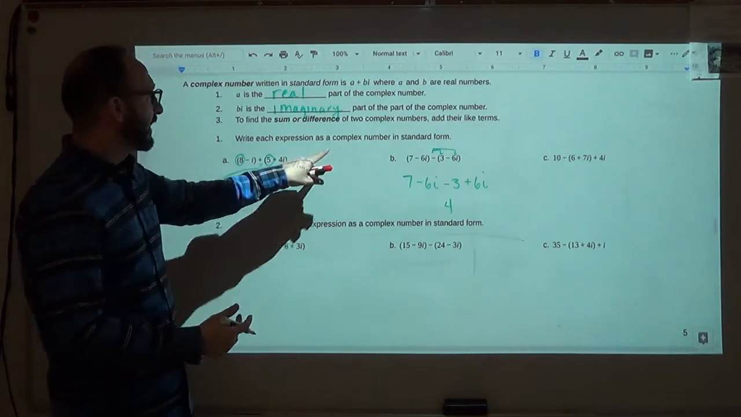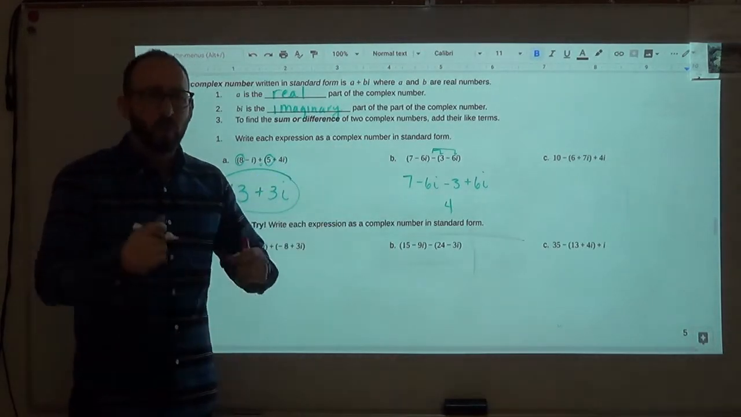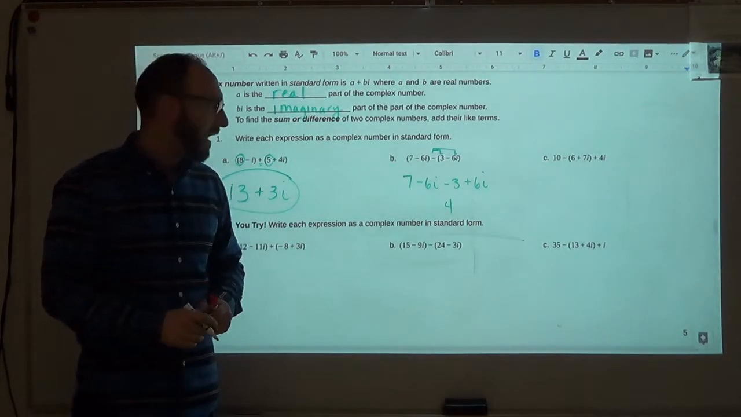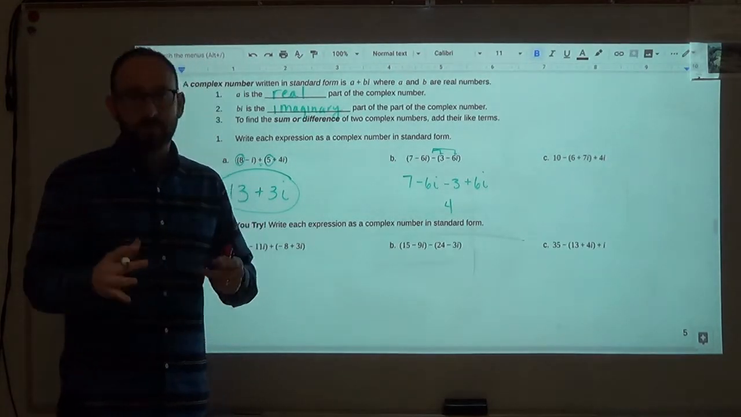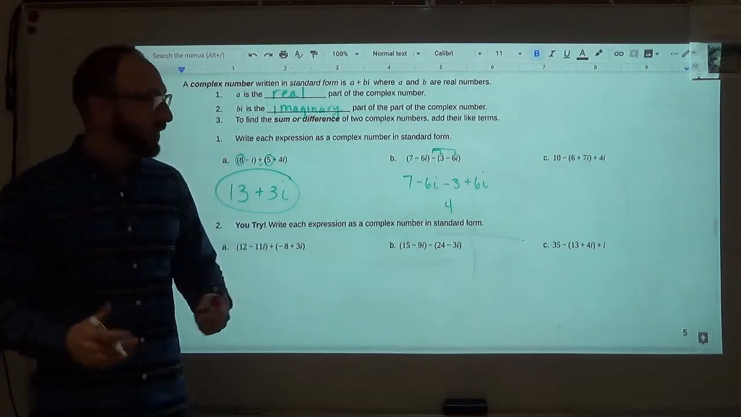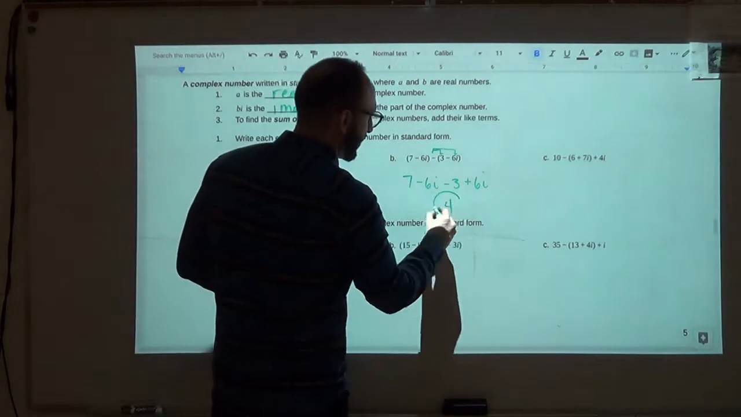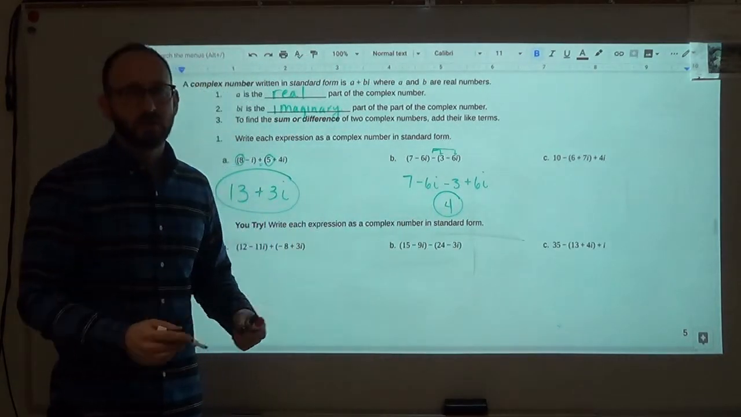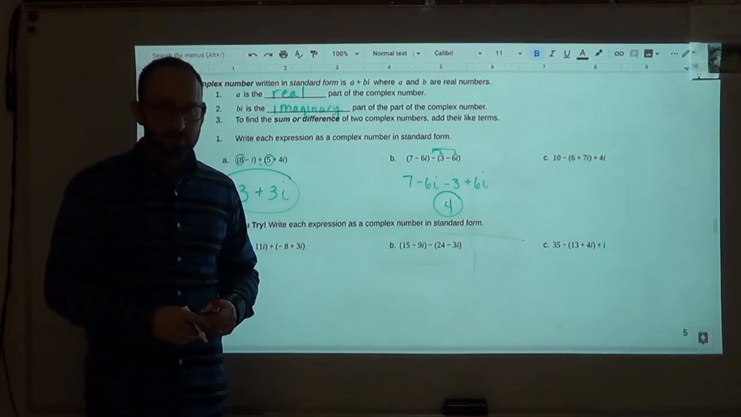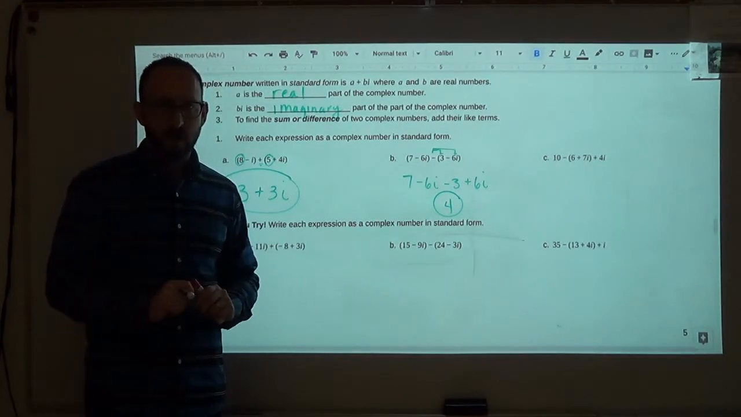So technically we could leave the answer as 4. If we want to write the answer as a complex number, 4 is a complex number. So I would accept it like that. You could theoretically write it as 4 plus 0i if you wanted to, but I wouldn't expect you to do that in the future. So 4 is perfect because 4 is a complex number. Any questions there so far?